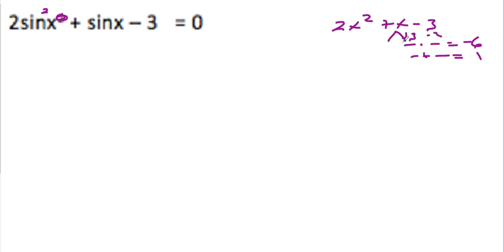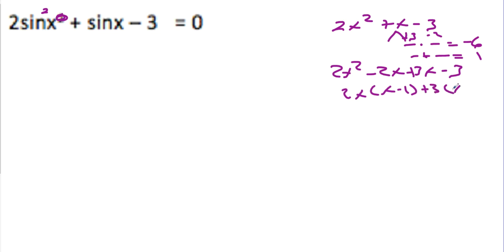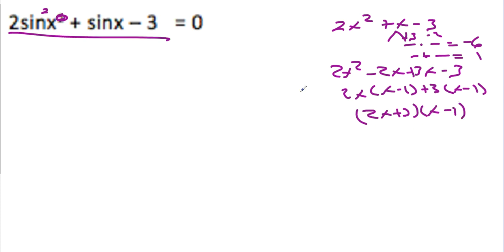So I'm going to break this up into 2x squared minus 2x plus 3x minus 3. And when I factor this out, I get x minus 1, and I factor out with that sign, plus 3 times x minus 1. And I have 2x plus 3 and x minus 1. I'm going to have this factored just like that, only with sine in there. You take that x and put in sine of x instead.